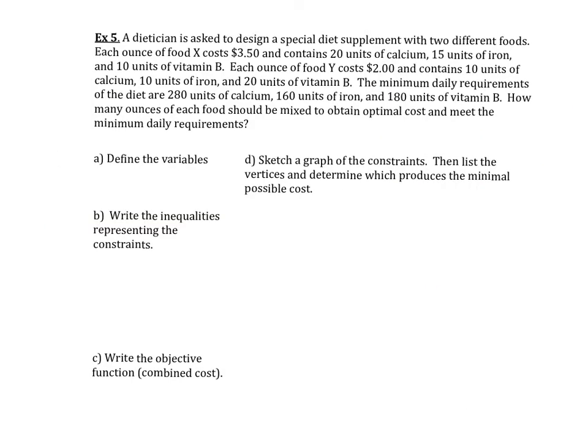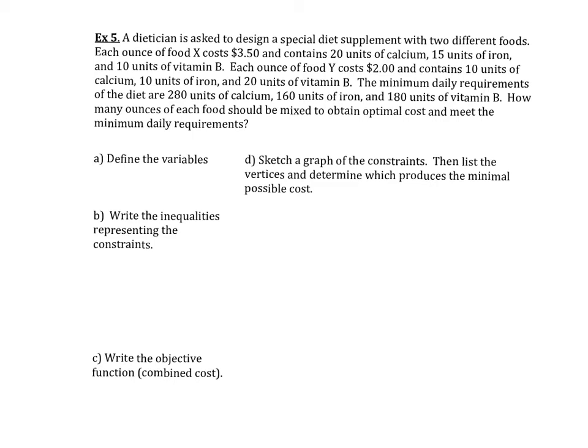Okay, this is like a bonus example. I'm not going to do this one in class. Okay, this says a dietitian is asked to design a special diet supplement with 2 different kinds of food. Each ounce of food X costs $3.50 and contains 20 units of calcium, 15 units of iron, and 10 units of vitamin B. Each ounce of food Y costs $2 and contains 10 units of calcium, 10 units of iron, and 20 units of vitamin B.